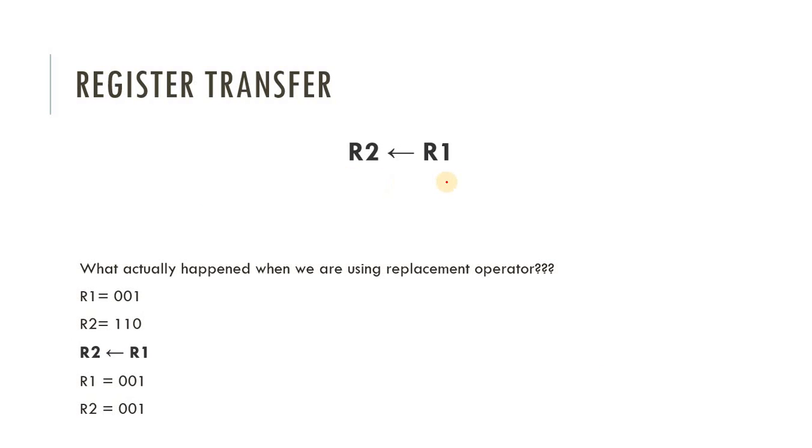Now we all know what this notation means. It means that the data of R1 is transferred to register R2. This is the operator used to represent the transfer, and it is called the replacement operator.